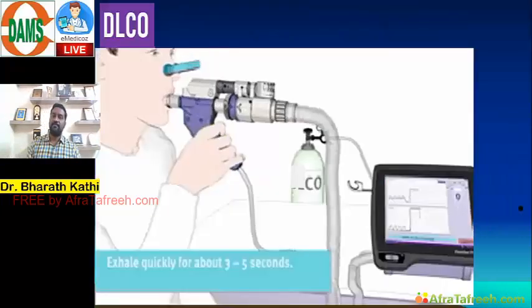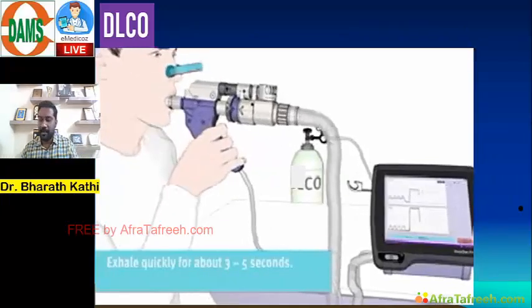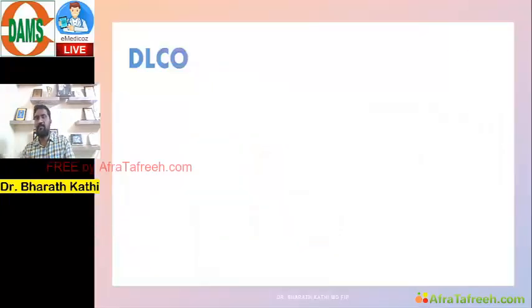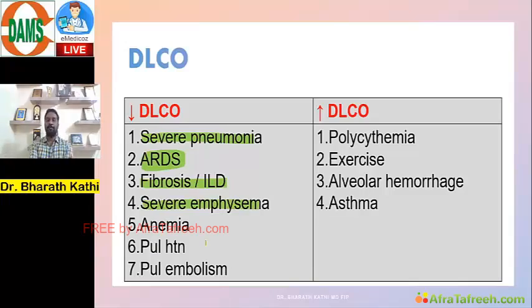The next important investigation that you should know is DLCO, the diffusion capacity of the lung with the help of a gas called carbon monoxide. On this topic you will get straightforward questions. What are the conditions responsible for decreased DLCO, or for increased DLCO? Decreased DLCO can be seen in severe pneumonia, acute respiratory distress syndrome, fibrosis, interstitial lung disease, severe emphysema, anemia, pulmonary hypertension, pulmonary embolism. Regarding pulmonary embolism, frequently they'll ask you a question.